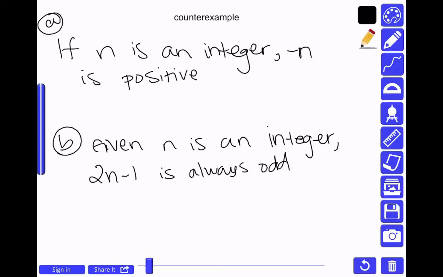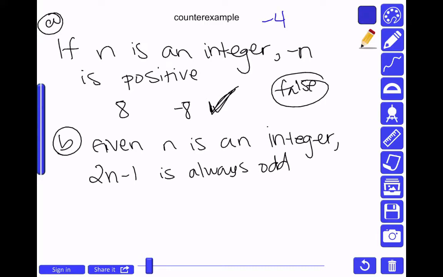So if n is 8, then negative 8 would be negative n, but that's not positive, that's negative. So already right there, we have a counterexample, which makes this statement false. Now, is this true for some integers? Yes. If my integer is negative 4, then negative n is positive 4. So it works for some, but because of this one example where it doesn't work, it's a false statement.